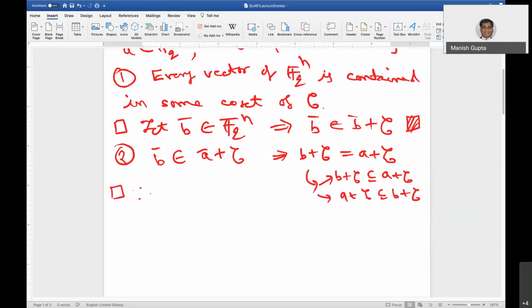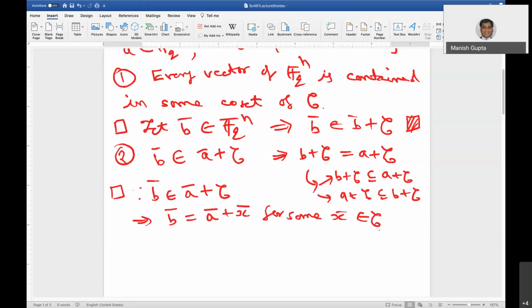Since B belongs to A plus C, this implies that B can be written as A plus x for some x in C, by definition. Now let us take an arbitrary element of B plus C. So let us take b plus y, for y in C.